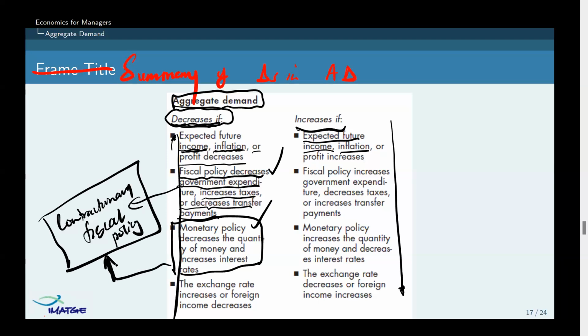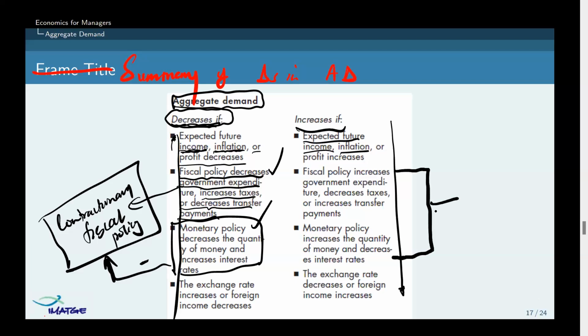Maybe the economy is moving very fast, so there are things that you can do as a government to control it. Maybe inflation is rising too fast, so you need a contractionary fiscal policy or a contractionary monetary policy. On the other hand, here we have fiscal policy and monetary policy that is expansionary, as opposed to contractionary.